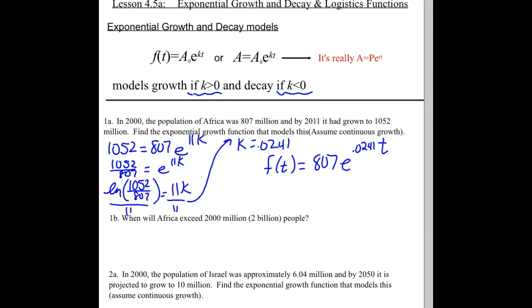Part B says, when will Africa exceed 2,000 million? Which really means 2 billion people. But again, they're keeping it in terms of millions, so we don't have to put all those extra zeros. Everything's in millions. So where would we plug the 2,000? Where would that go in this formula here? Again, the question is, when will it exceed 2,000? Yeah, that's going where the f of t was. So we're going to put 2,000 in there.